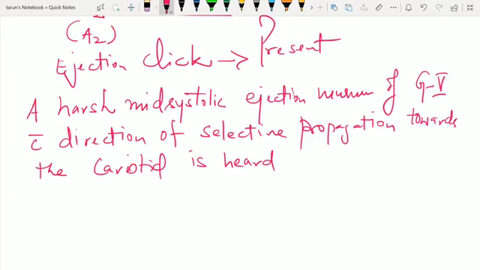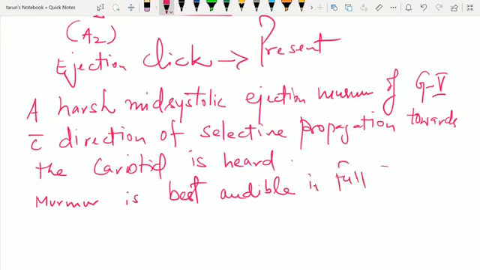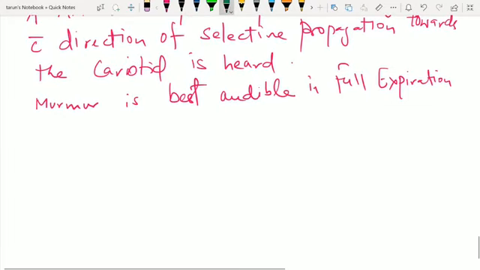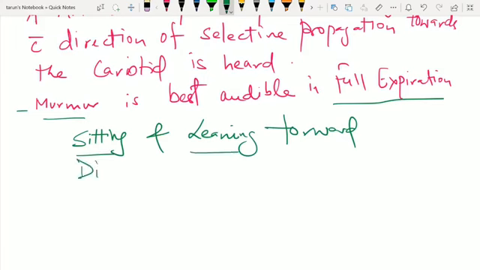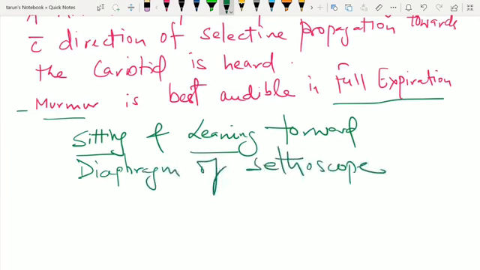The murmur is best audible in full expiration. So this is important. In full expiration you are getting the best audible murmur, and also with patient sitting and leaning forward, and with the diaphragm of the stethoscope.